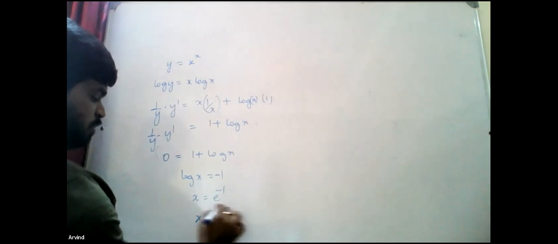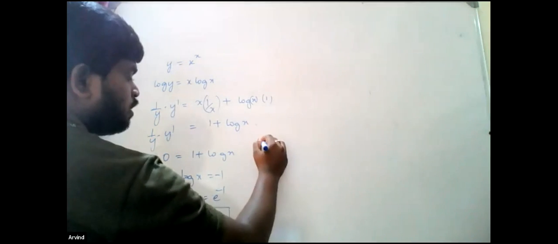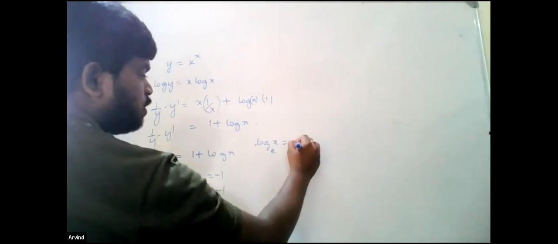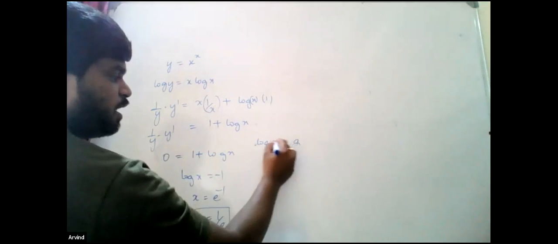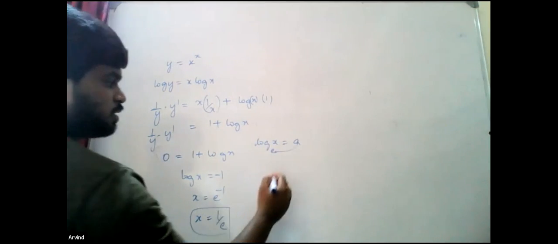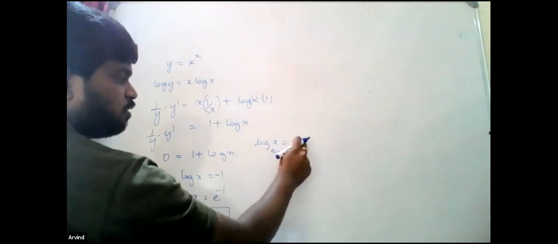E to the power minus 1 can be written as 1 by e. I hope you know this: log x to the base e is equal to a, and like this e to the power a will become x. So here minus 1 is there, so e to the power minus 1 will become x.